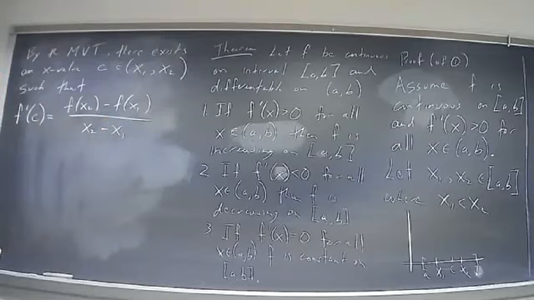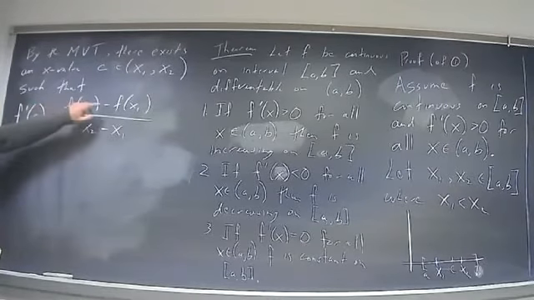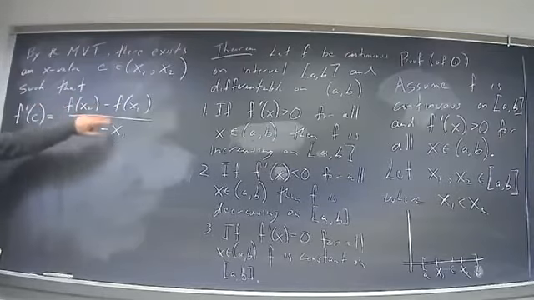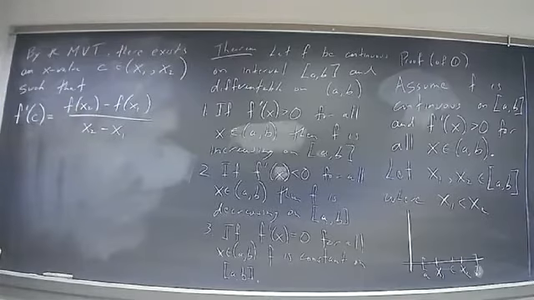So somewhere between x1 and x2, there is a c such that the derivative at c, the slope of the tangent line at c, is parallel to the slope of the secant line on the curve between x1 and x2.